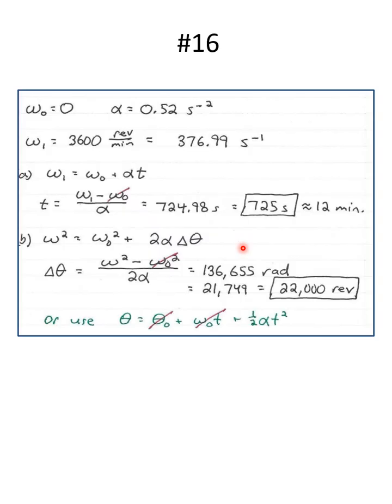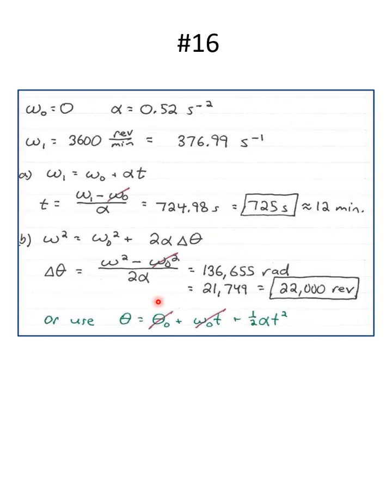Question B is asking how many revolutions does it make during this time? And so without doing too much math, we think it's going to be getting up to 3,600 revolutions per minute. Every minute, thousands of revolutions is what it'll eventually get up to. And it's running for 12 minutes, so we expect it's going to be many thousands of revolutions.